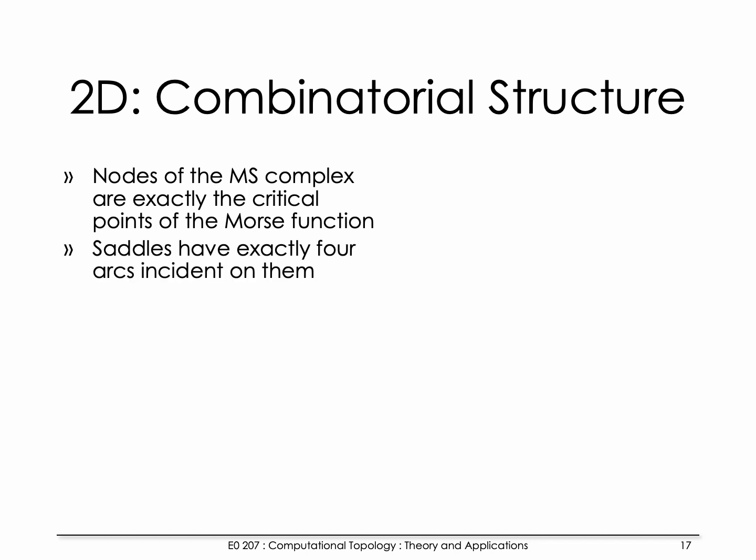The saddles have exactly 4 arcs incident on them, coming from the ascending manifold and the descending manifold. A typical two-dimensional cell looks like this, like we saw in the examples. It turns out that all the regions, all the two-dimensional cells are actually quads. Why is this true? So here is an argument.